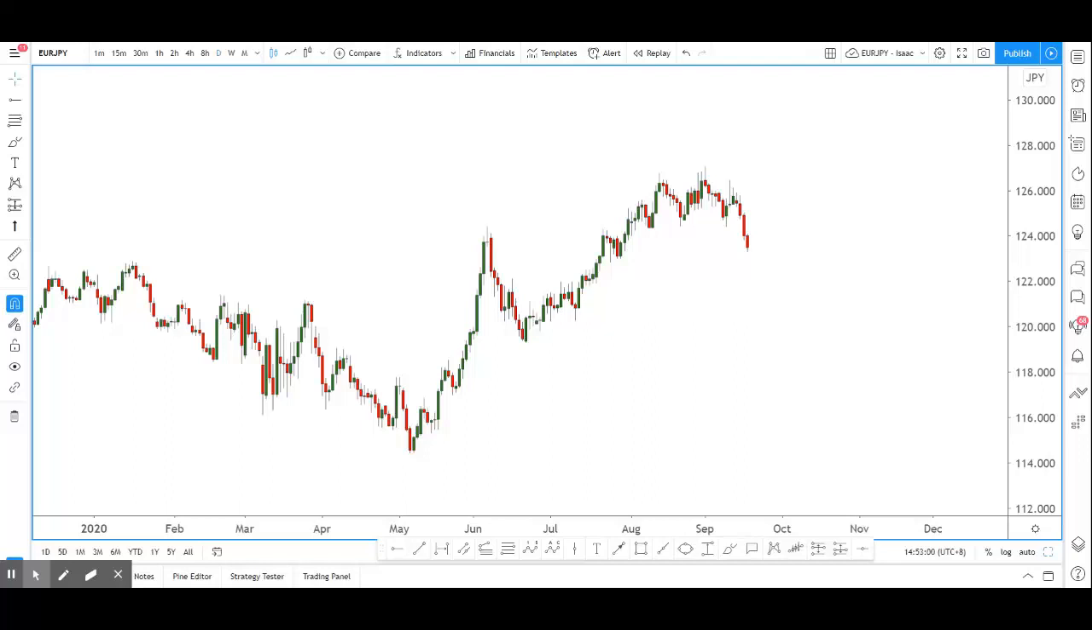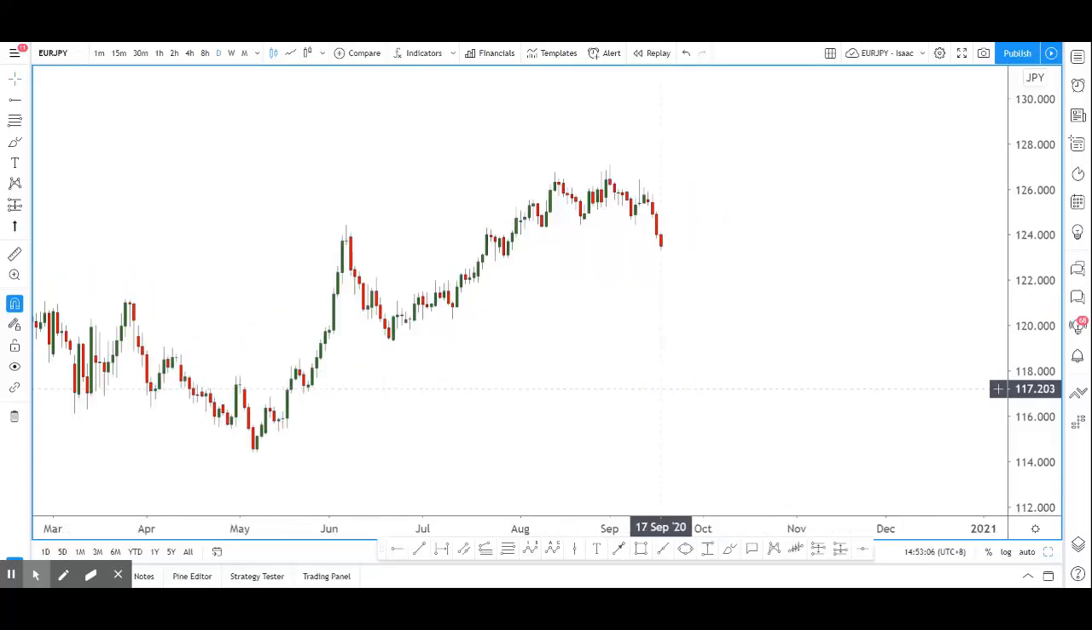Hi everyone, welcome to today's trade of the day, and for today's trade of the day we'll be looking at Euro Yen. And what I have here is the daily chart of Euro Yen.